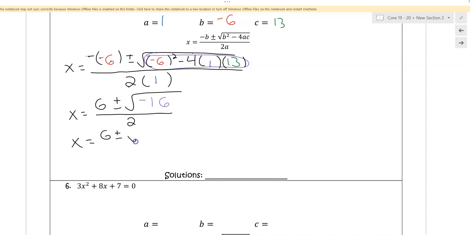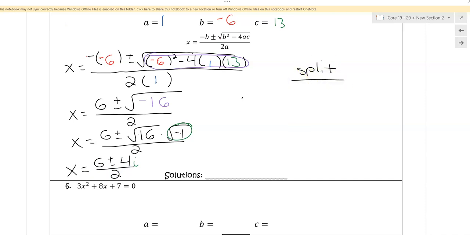So now this is a negative, so I'm going to split it up like we've done before, right? If we have a negative, we just pull that negative 1 out. So x equals 6 plus or minus, the square root of 16 is 4, and anytime we have that square root of negative 1, right, it becomes i. So we come over here to split it. So we have x equals 6 plus 4i over 2, and x equals 6 minus 4i over 2.